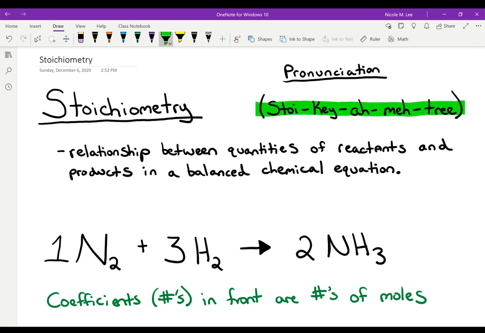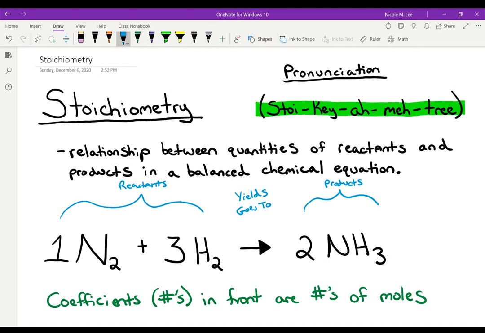So what is it? Well, the definition, as you can see on your screen, is the relationship between quantities of reactants and products in a balanced chemical equation. So you might remember from last week that anything to the left of your arrow, here's your arrow right here, that just means yields or goes to. Everything to the left of that arrow, so in this case nitrogen and hydrogen, those are your reactants. And anything that's to the right of your arrow, those are your products. And in this case, we only have one product. It's NH3, which is ammonia.